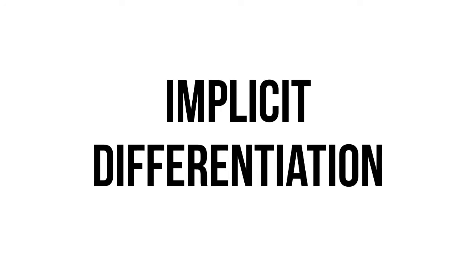So again, this video is about implicit differentiation. Implicit differentiation is the process of finding the derivative of the dependent variable in an implicit function by differentiating each term separately, by expressing the derivative of the dependent variable as a symbol, and by solving the resulting expression for the symbol.